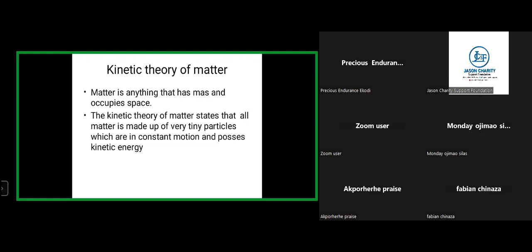So, what is kinetic energy? Okay, let me just move on. Kinetic energy is energy possessed by a body in motion, whereas potential energy is the energy of a body at rest. What we are trying to get from here is that every particle has kinetic energy.